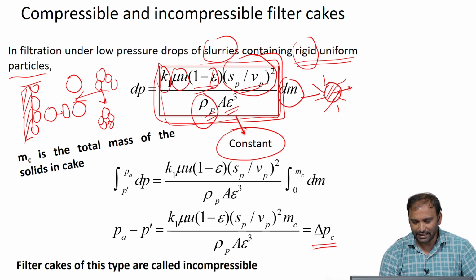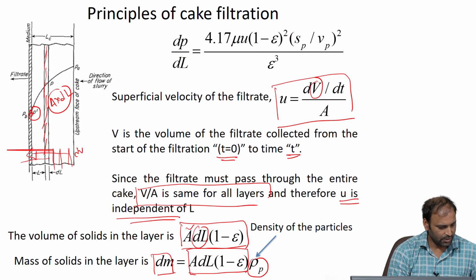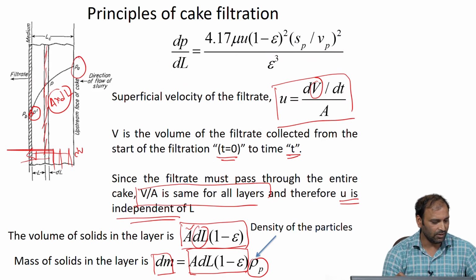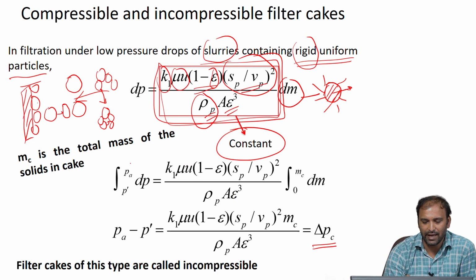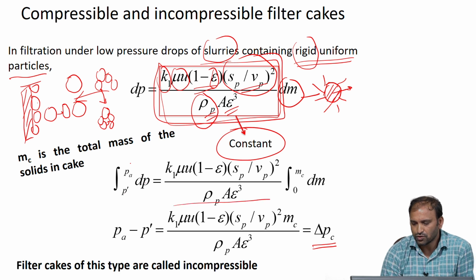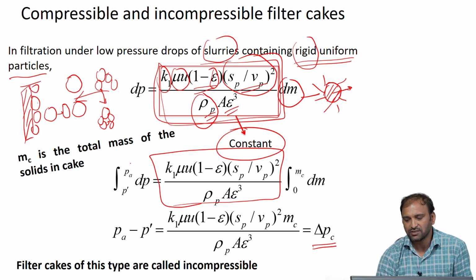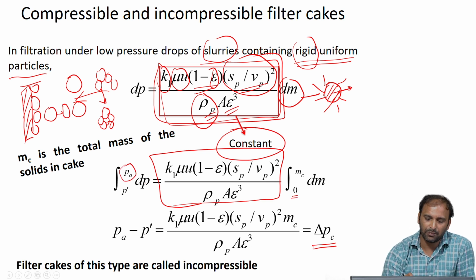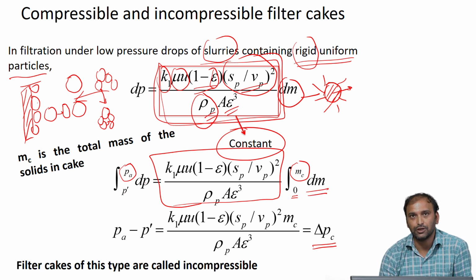So therefore I can integrate this expression going from P prime to Pa, where Pa is the pressure at the upstream end. Therefore I can integrate from P prime to Pa, dP is equal to, so all of this is constant if I am working with slurries containing rigid particles, and the mass of the cake that is deposited to begin with is 0, and then when the pressure is reached, I have a total of mc mass deposited, therefore I am going to have the integration from 0 to mc.